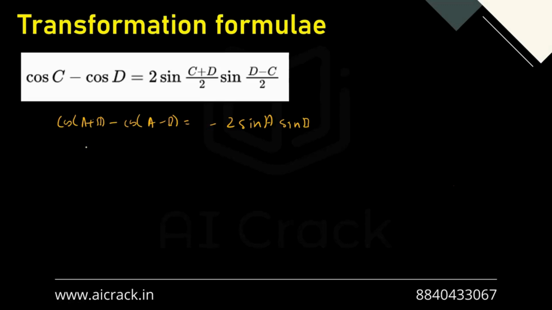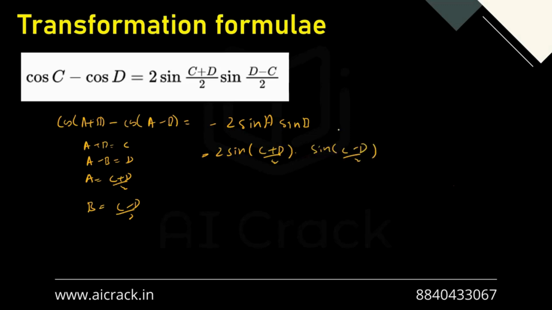So again, we'll be doing the same thing, replacing A plus B with C, A minus B with D, A equals C plus D by 2, and B equals C minus D by 2. Now when we replace this one, we'll be getting minus 2 sine of C plus D by 2 dot sine of C minus D by 2. But the trick over here is we have a minus sign over here. Sometimes they'll give the formula 2 sine C plus D by 2 dot sine of D minus C by 2. That's the same thing because we can take a minus sign out from here and use it over here.